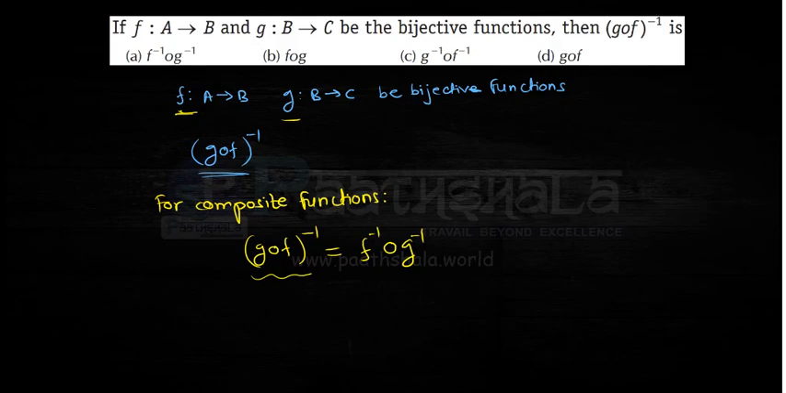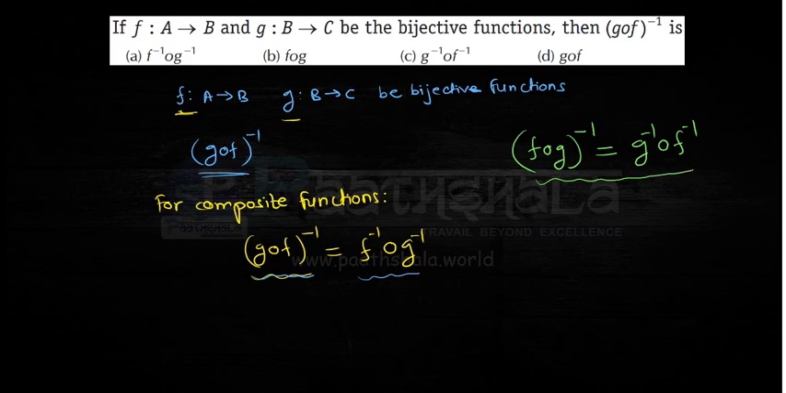So if f and g are bijective functions, the inverse of the composite function g∘f is given by f inverse of g inverse. That is, we always reverse the order of functions to find the inverse of a composite function. Let's say if we have f∘g and we have to find the inverse of f∘g, then it will be equal to g inverse of f inverse. So we are reversing the order of functions.